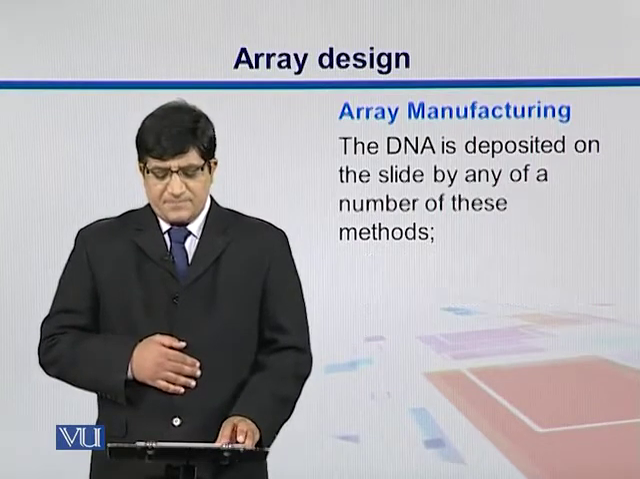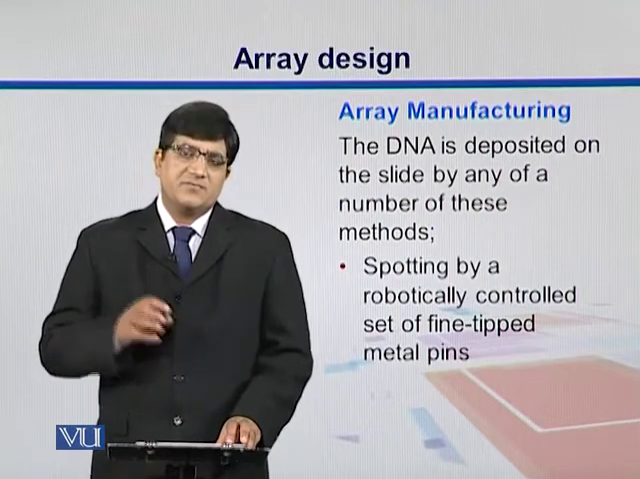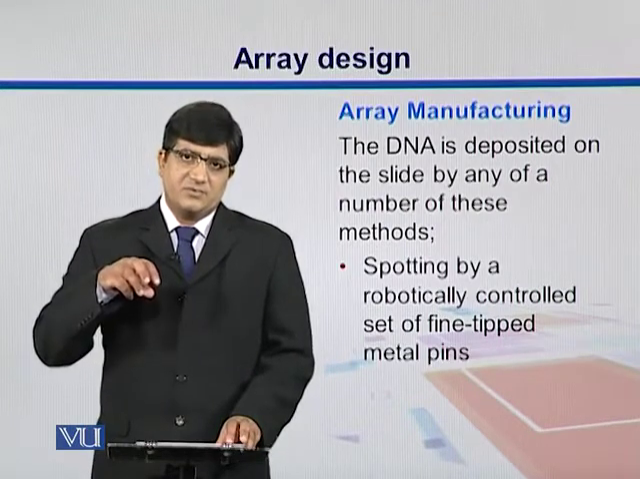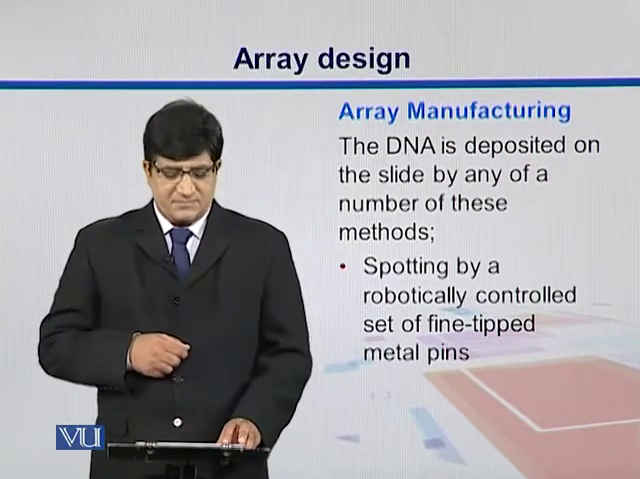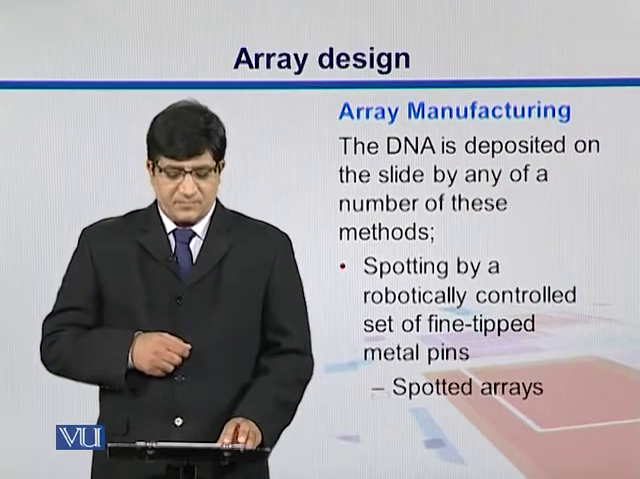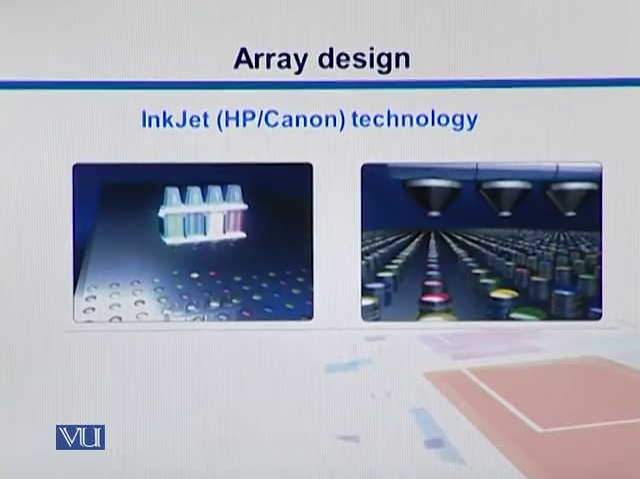An inkjet printer is used. We also have a spotting method in which we have robots with a set of fine tip pins. With the help of those robots, we can transfer those cDNAs or DNAs onto those slides. We call this technique a spotted array. So here we see the inkjet, with HP Canon technology. Those DNA are spotted or shot through these pins, and they are printed on the slide.